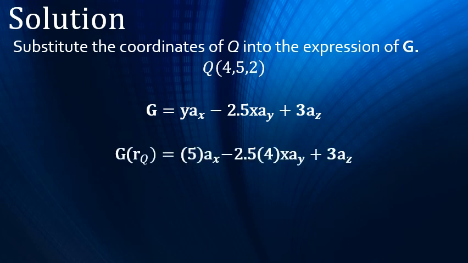So, we have, since y natin ay 5, magiging 5 times ax yun. Minus 2.5 times x natin ay 4. Then, 3az, walang z. Then, simplifying, we have 5ax, 2.5 times 4 is negative 10, plus 3az. Yun na yung G at Q, or we have G as a function of our Q.